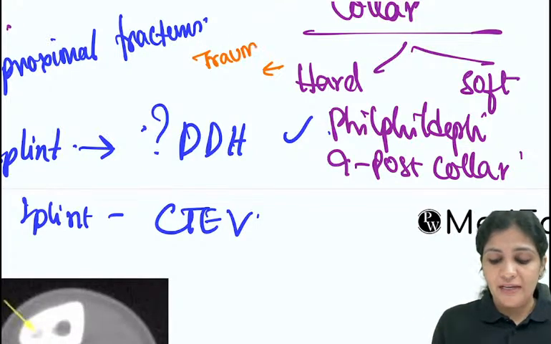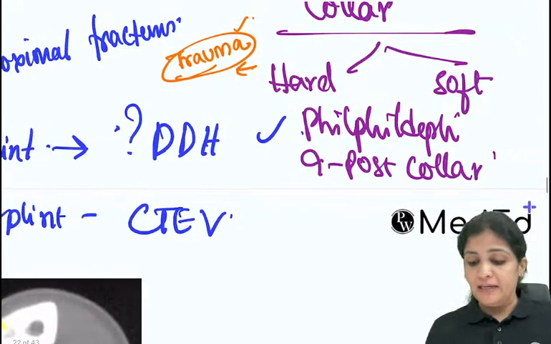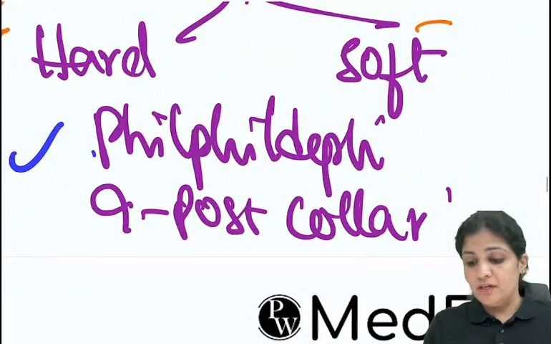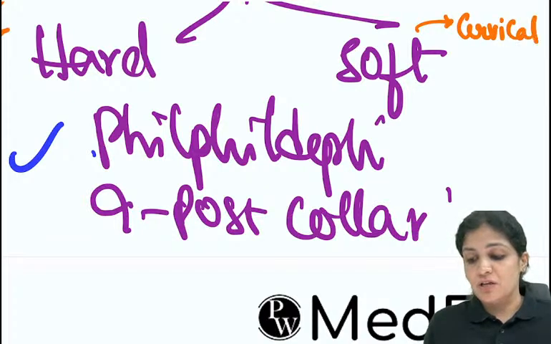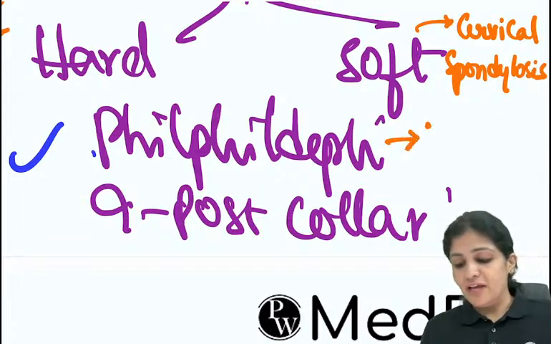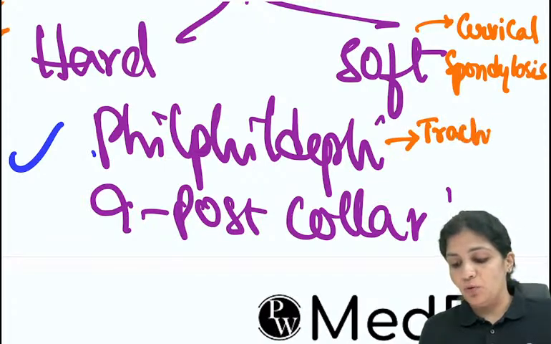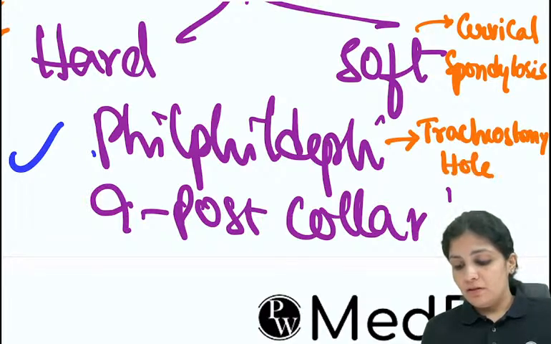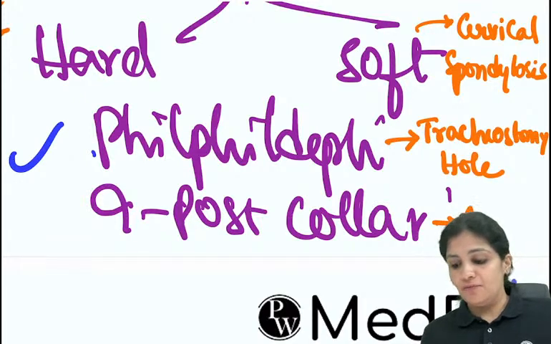So the hard collar is mainly used for trauma cases. So trauma where there are cervical fractures, you use the hard collar. Similarly, the soft collar is for cervical spondylosis. So Philadelphia is for a tracheostomy hole. And four-post collar is again for your occiput fracture.